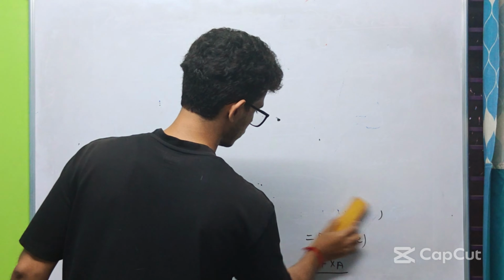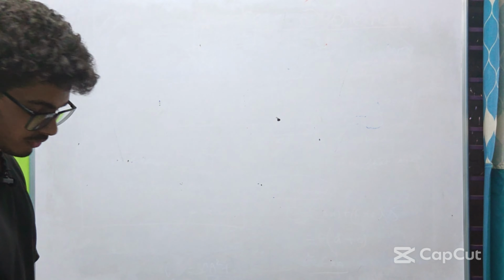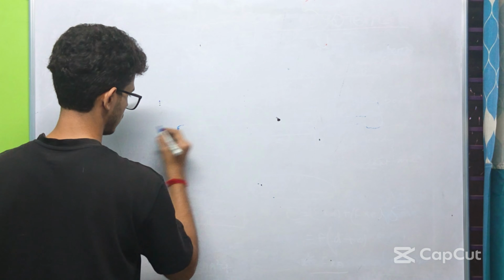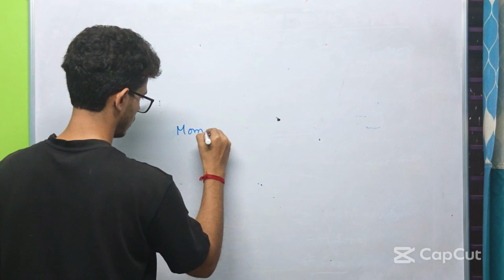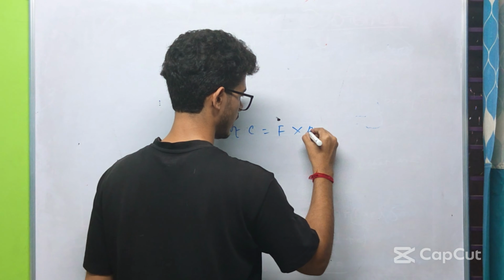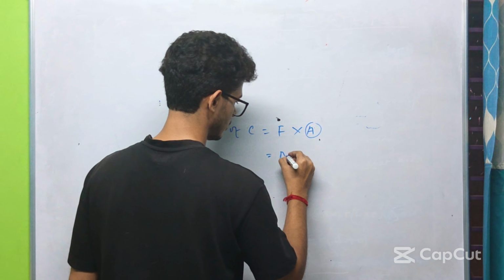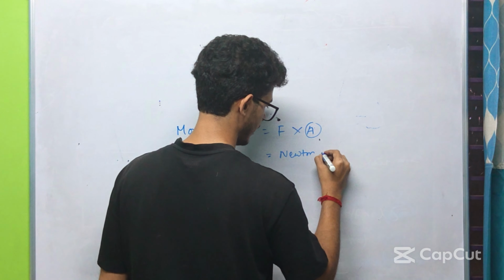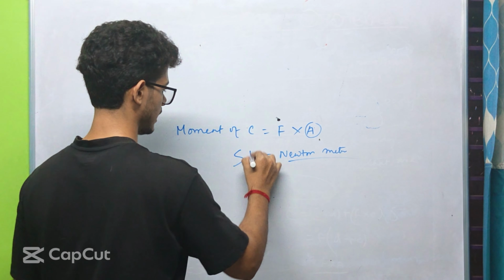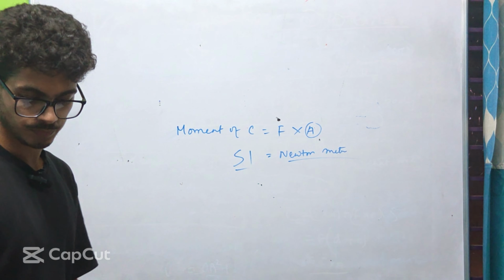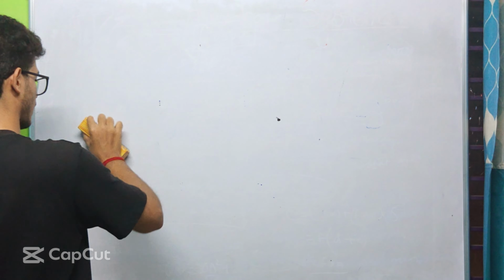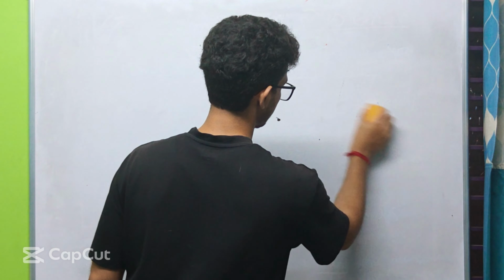Okay, so talking about the SI unit of moment of couple, this is going to remain the same. F into A, the distance: F is in Newton, and A will be in meters. So this is going to be the SI unit of moment of a couple. Now moving into the next topic, that is equilibrium of bodies.